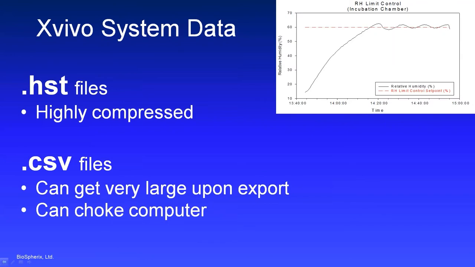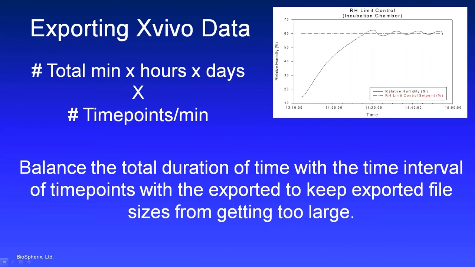So the HST files are very highly compressed. The CSV files can get very large upon export, and it can get so large that it'll freeze up your computer. So you need to balance the number of days or hours that you're exporting with the frequency of time points that you're exporting. So if 60 seconds is okay for the granularity you're looking for, a week is not unreasonable to export at a time.